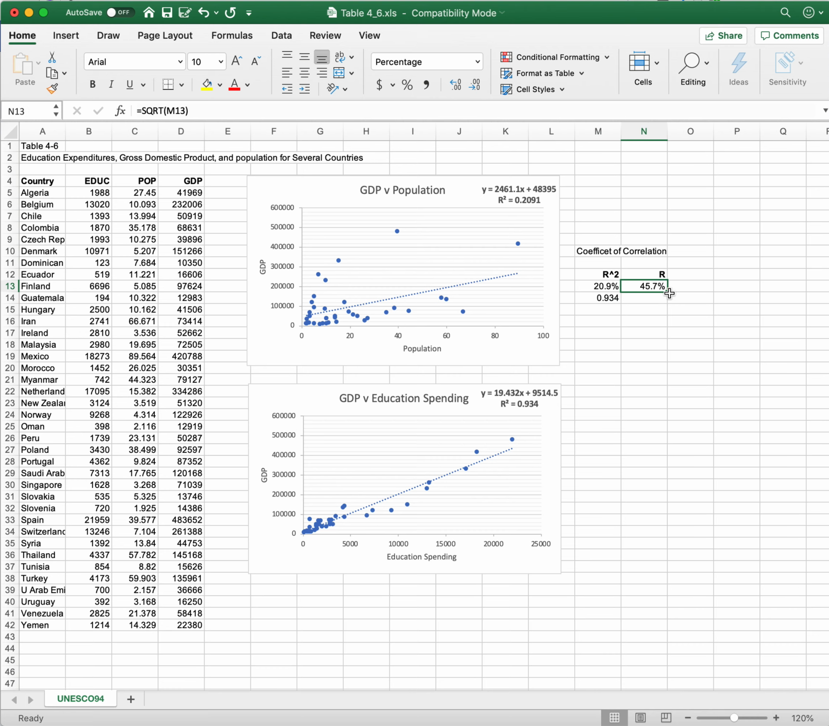So if I copy that down, you'll see that, wow, the R is also 96%, which is really impressive. So if I only had to use one variable to predict it, and these are the only two variables I was considering, I would definitely use education spending. All right, thank you very much, and we'll be right back at you with another video on this subject.